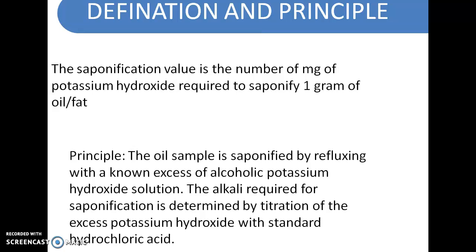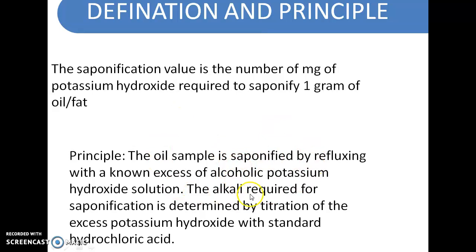There are two kinds of molecules, one is the saponifiable material and another is the unsaponifiable material. The saponifiable material is converted into soap, and the unsaponifiable material consists of higher molecular weight compounds. To distinguish between them is the important thing in determining the saponification value.